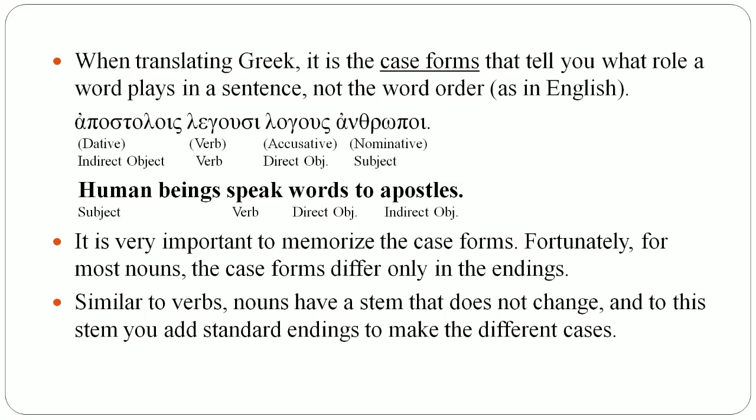Now, for most nouns, at least those we'll be learning the first part of this year, the case forms differ only in the endings. They're like the verbs. You take the ending off, you get the stem, and then you put these standard case endings onto the stem, and that's how you know what case it is in. The noun stem doesn't change, and when you're changing cases, you just add a different ending that comes in a pattern.